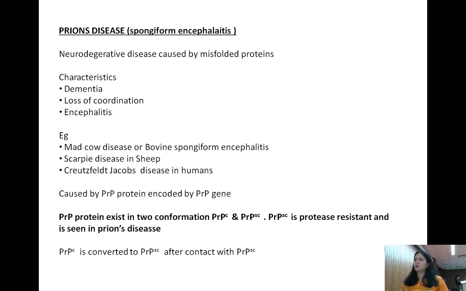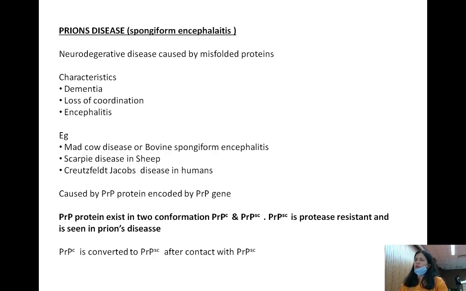Clear? So it is a neurodegenerative disease. It comes as a short note, Prions disease. So remember, Prions disease is a neurodegenerative disease which is caused by misfolded proteins. Clear? Since it affects the brain, all the symptoms are related to the brain, like there may be dementia. What do you mean by dementia? Dementia means loss of memory, isn't it? Then there will be a loss of coordination.